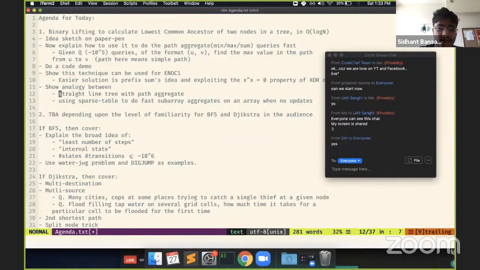Finally, we'll try to show an analogy between a straight line tree with path aggregates with respect to a sparse table.